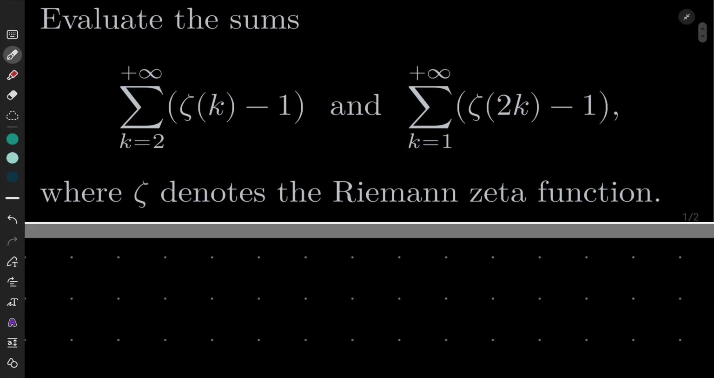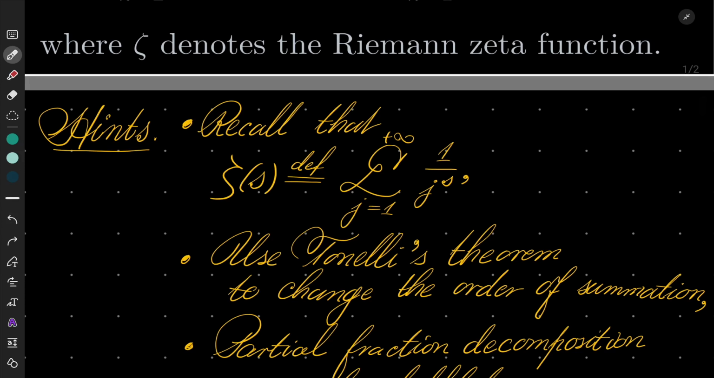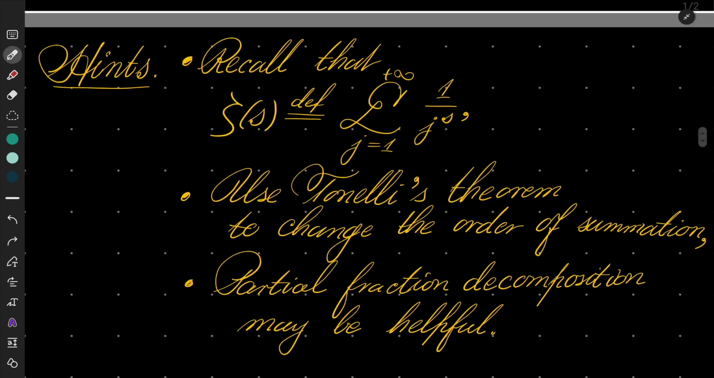So my hints for this problem, first of all, recall what exactly Riemann's function is. Zeta of s is by definition the following series, the sum from j equals 1 to infinity of 1 over j to the power of s. Then at some point it will be very important to exchange the order of summation and use Tonelli's theorem that exactly allows us to change the order of summation, and then use partial fraction decomposition. And also, I have not written it, but pay attention to sums of geometric progressions along the way. So give this problem a try and I will see you in a minute.